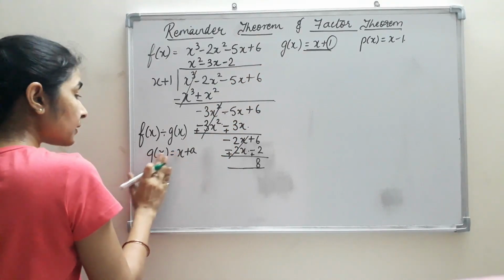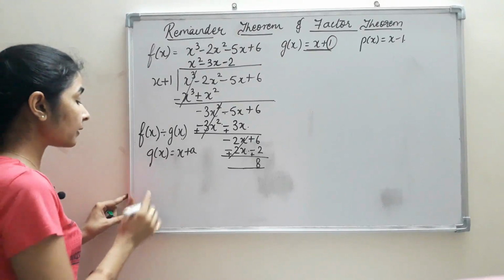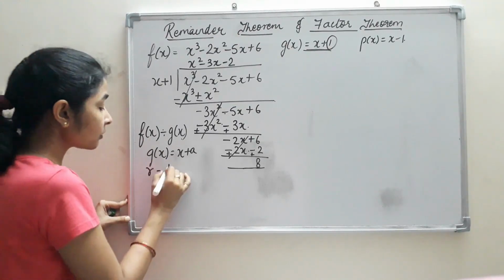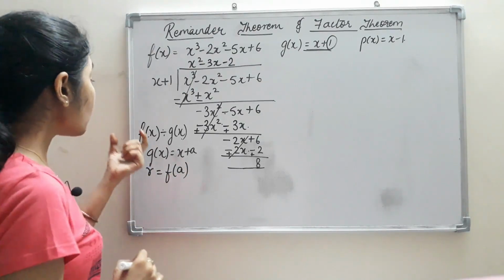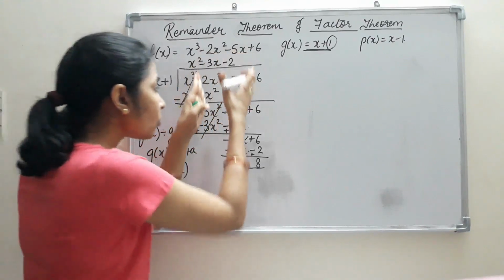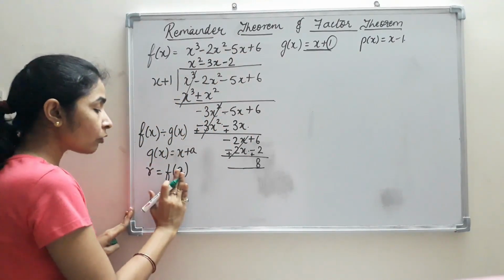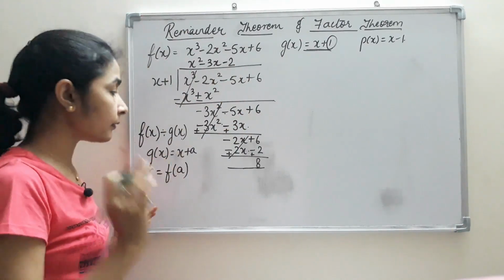If g(x) is equal to x plus a, that means g(x) is a linear polynomial. Then in that case the remainder will always be a function of a. So instead of doing this whole calculation, if I substitute the value of this a in this polynomial, then I can directly get the remainder.